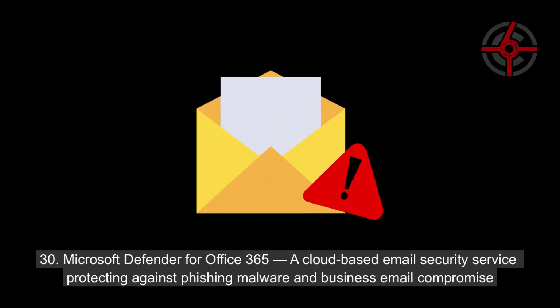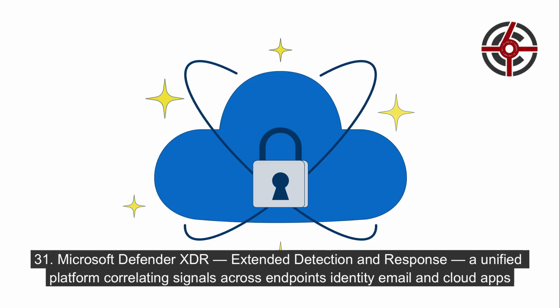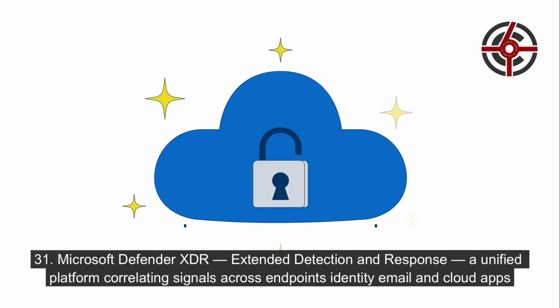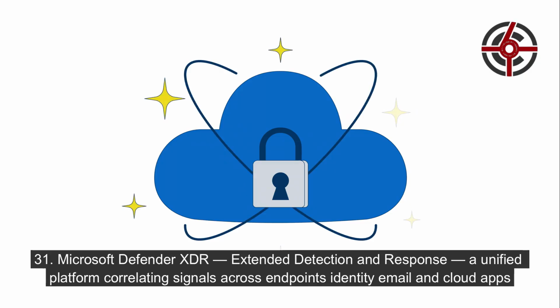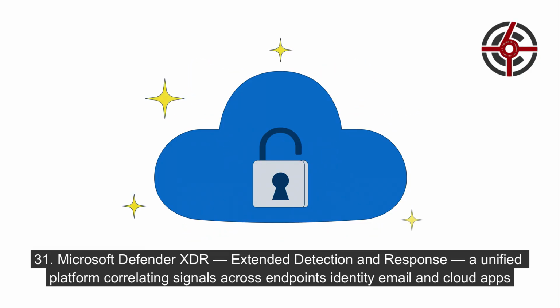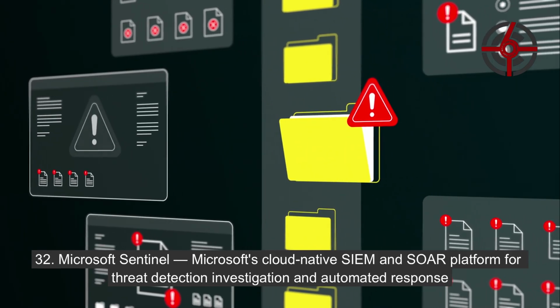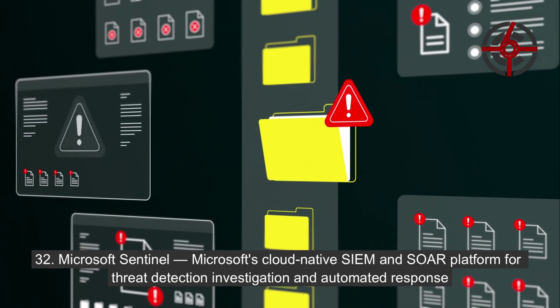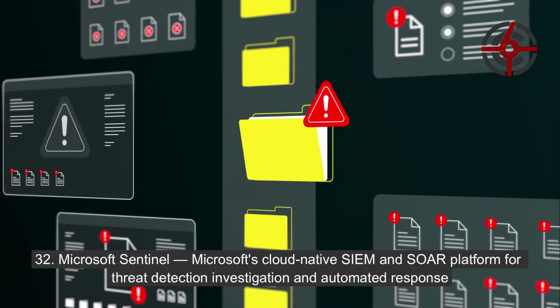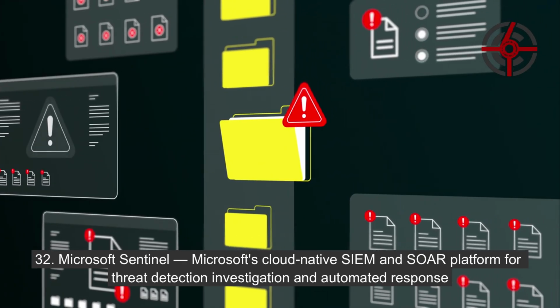30. Microsoft Defender for Office 365, a cloud-based email security service protecting against phishing, malware, and business email compromise. 31. Microsoft Defender XDR, Extended Detection and Response, a unified platform correlating signals across endpoints, identity, email, and cloud apps. 32. Microsoft Sentinel, Microsoft's cloud-native SIEM and SOAR platform for threat detection, investigation, and automated response.